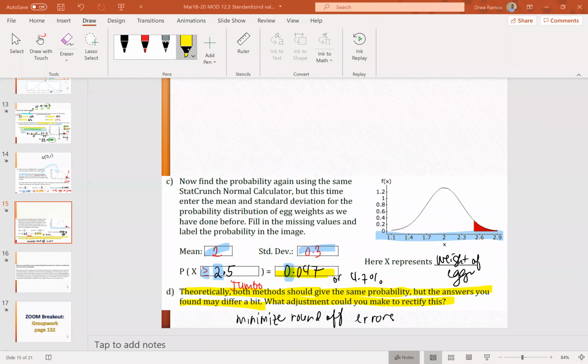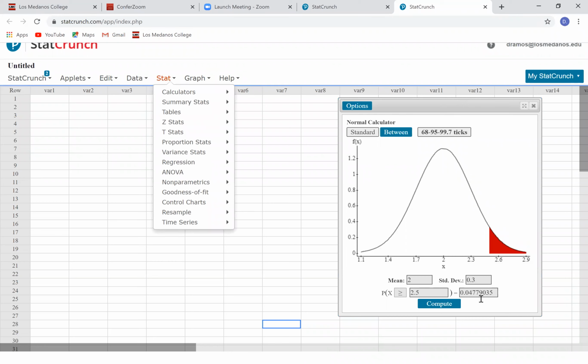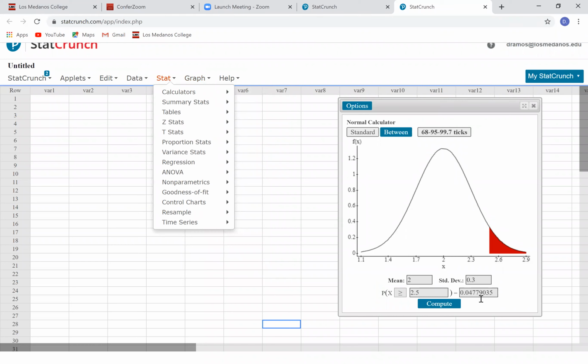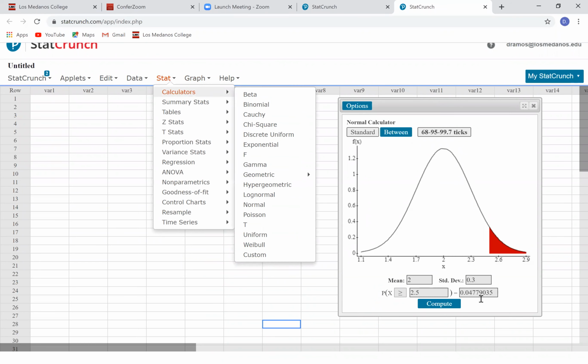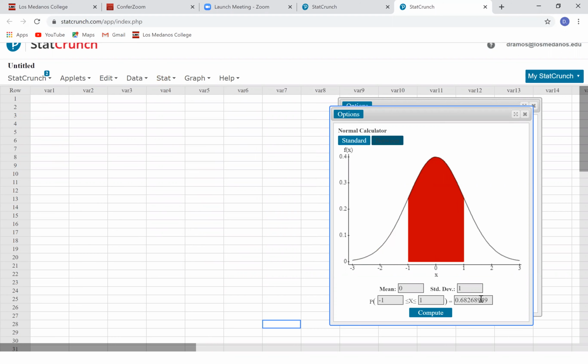So here is a quick summary on how to do it using StatCrunch. First, you need to go to Stat, not Graph. You won't find normal distribution there. So go to Stat, then Calculators, and open Normal Distribution, and then put in the values there. By the way, you can also switch between Standard and Between. I'm flipping them back and forth. Between will give you the area between the two curves. You can see the area between -1 and 1 is 68%.